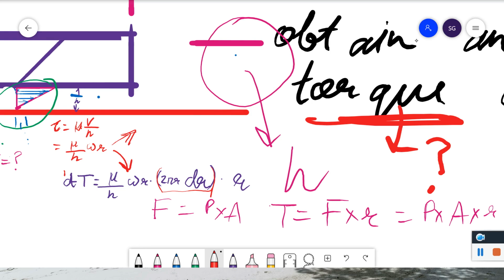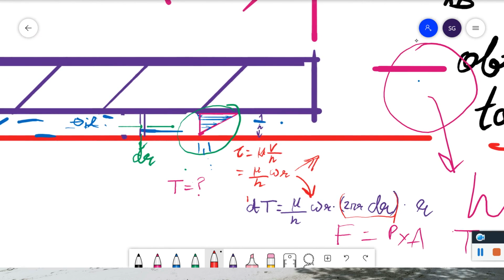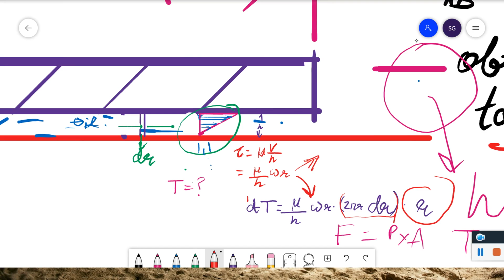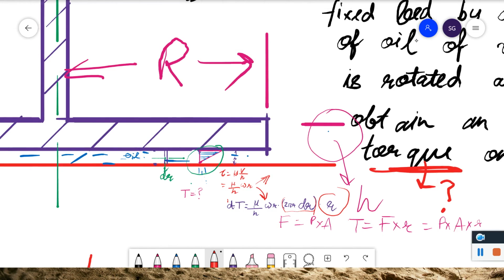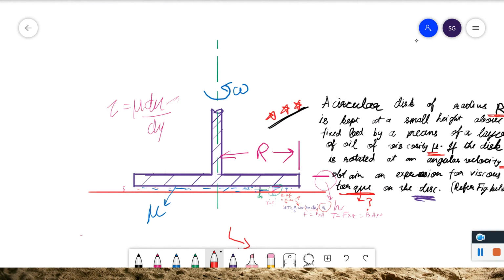It is nothing but 2 pi r dr into r. See, this is the radius, and 2 pi r dr. See the surface area this is covering. Let me make it small. See, this whole disk you can see, I'm referring to this one. How it is 2 pi r dr, I will tell you.